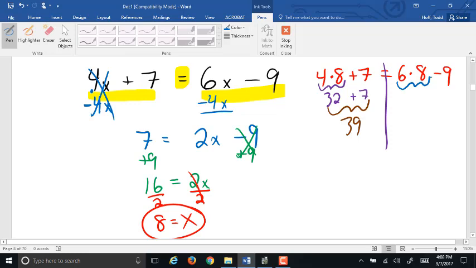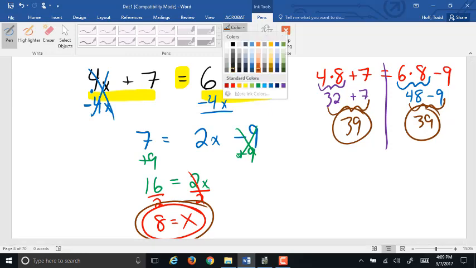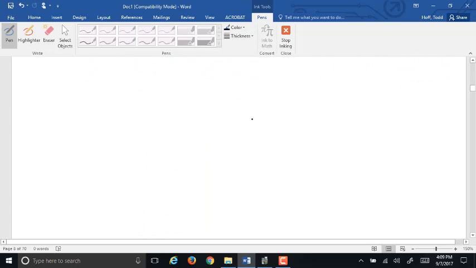On the right side, 6 times 8, 48. 48 minus 9 is 39. So we get the same value on both sides, so it does check out. That solution, x equals 8 or 8 equals x, does work. It's a solution to this equation. It gets a little trickier when we have something like this.